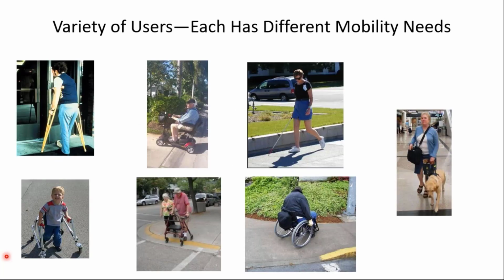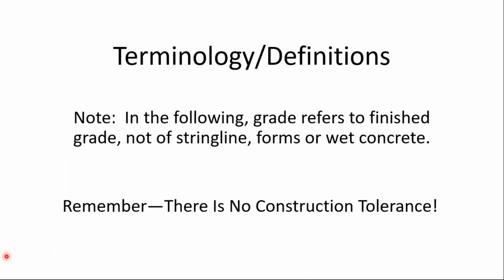Obviously, there's a variety of users. Each has different mobility needs or requirements, and you see really just a small sample here of the various devices or aids that folks use to get around, to navigate. And a key point I want to make is notice that the users range from the very young to the very old, and we need to accommodate everyone within that age range.